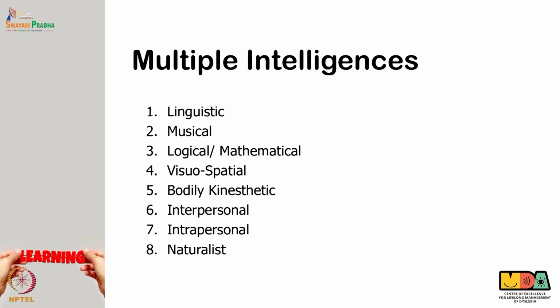Much has been spoken about them already. A short recap would suffice. What are the 8 intelligences? Linguistic, musical, logical mathematical, bodily kinesthetic, visuospatial, interpersonal, intrapersonal and naturalist intelligence. Now, how do we incorporate multiple intelligences in a lesson plan? Let us take a few sample lesson plans to see how we can integrate them.